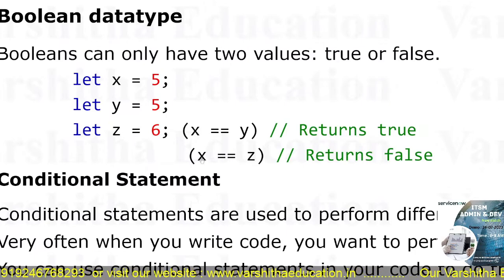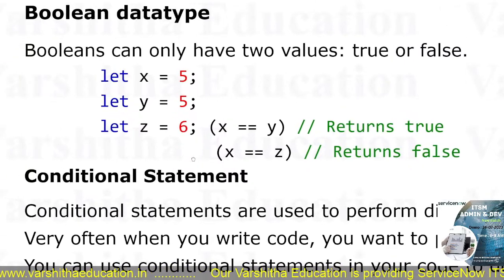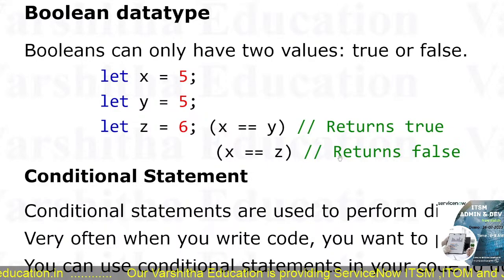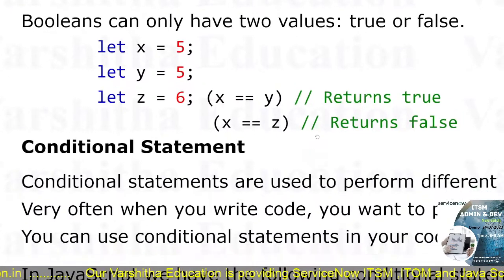If I write x double equals z, then what will happen? x contains 5 and z contains 6, so both are not equal. That's the reason x double equals z returns a false statement.